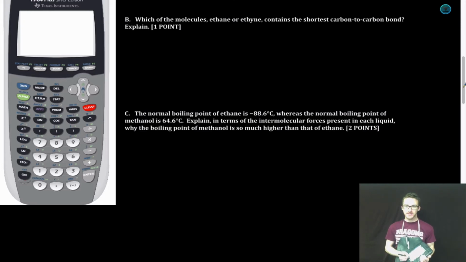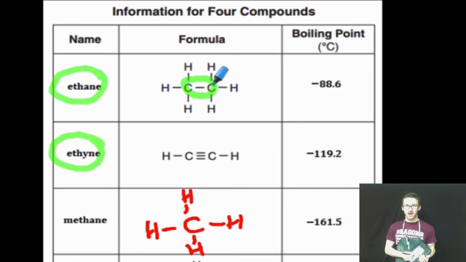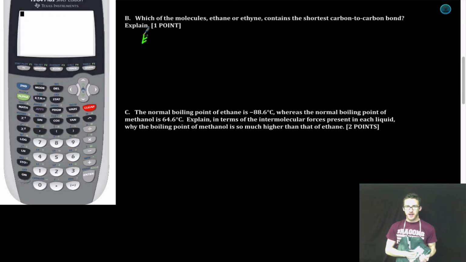Boom. Part B. Which of the molecules, ethane or ethine, contains the shortest carbon-to-carbon bond? Explain. Let's take a look at our good friends ethane and ethine. Here's ethane, here's ethine. Notice the carbon-carbon bond in ethane is a single bond, while in ethine it's a triple bond. Ethine contains the shortest carbon-to-carbon bond.